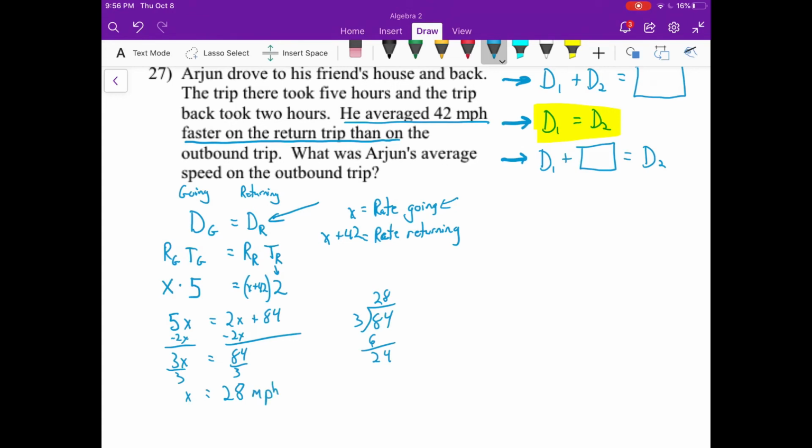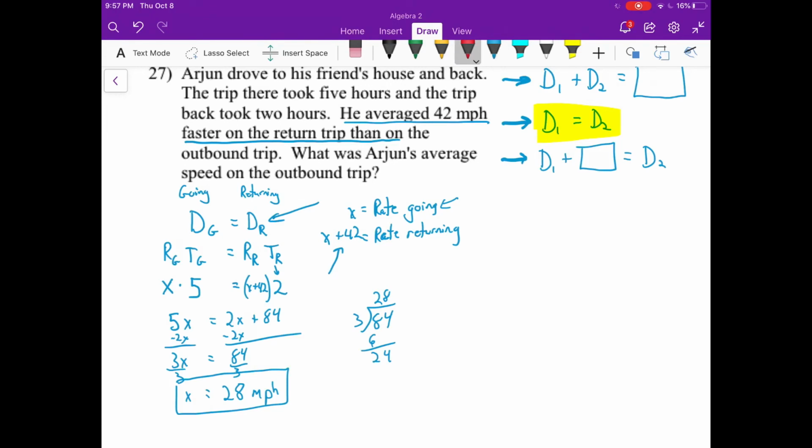What did we want to find here? What was his average speed on the outbound trip? 28. So that's what we were trying to find. Maybe another time it would say what's his return rate, and we would have to do 28 plus 42. But in this case, it asked for the outbound trip.